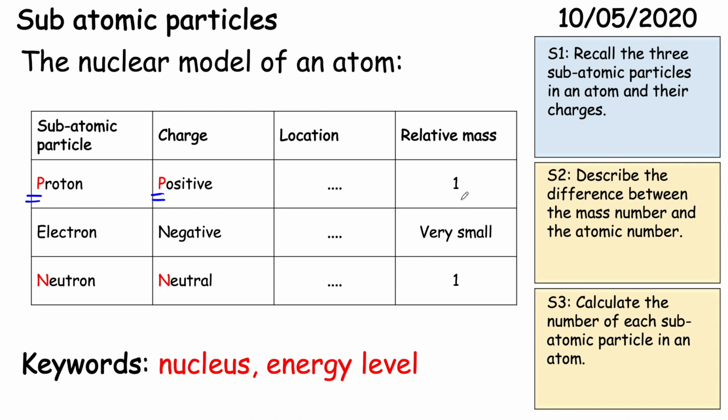Now they have a relative mass of 1. So every proton has a mass of 1. And where are they found? What's their location? Well, protons are in the nucleus.